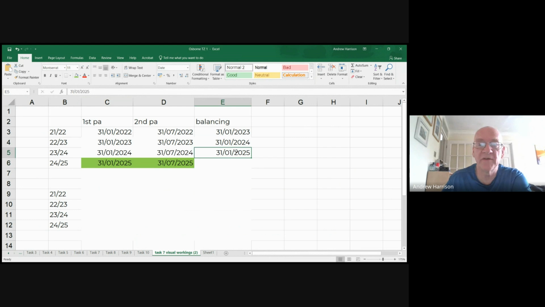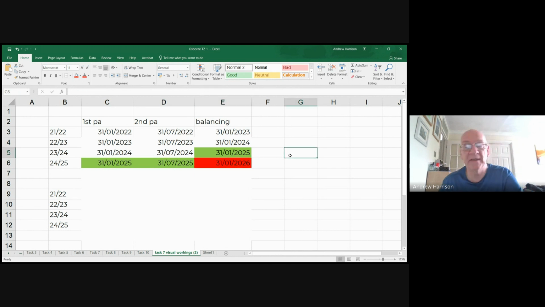And that one will be interesting because the balancing payment in the question will be from 23-24. This one will cause problems. Occasionally students will misread. It's the current tax year, but it's not the answer to the question because the question's about the calendar year.